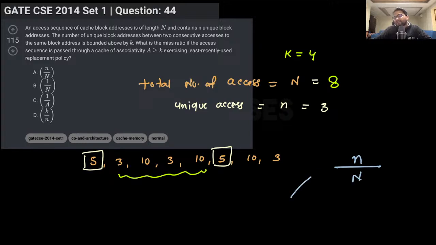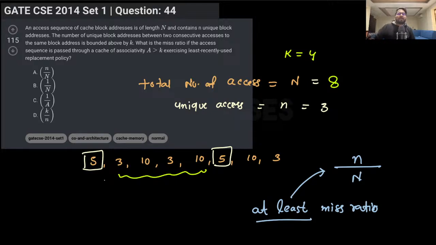So at least this miss ratio will be there. At least these many misses you will be doing. If these are unique, whenever you access for the first time, it will be a miss, right? First time whenever you are accessing 5, it will be a miss. So at least small n misses will be there, out of capital N.